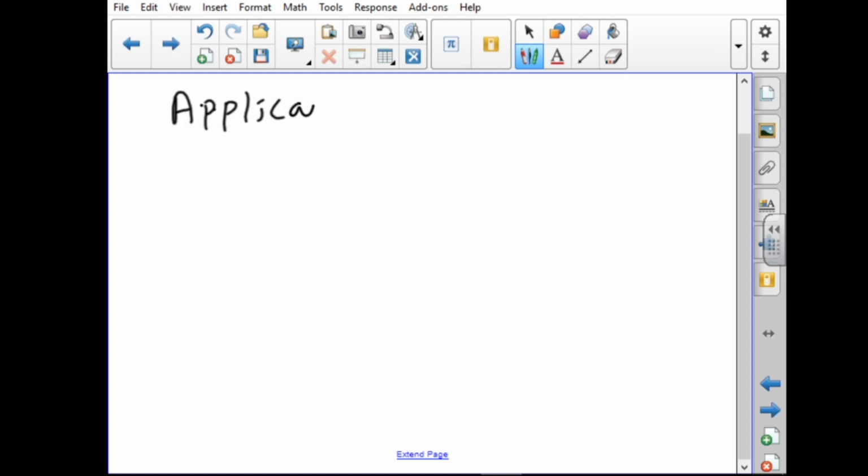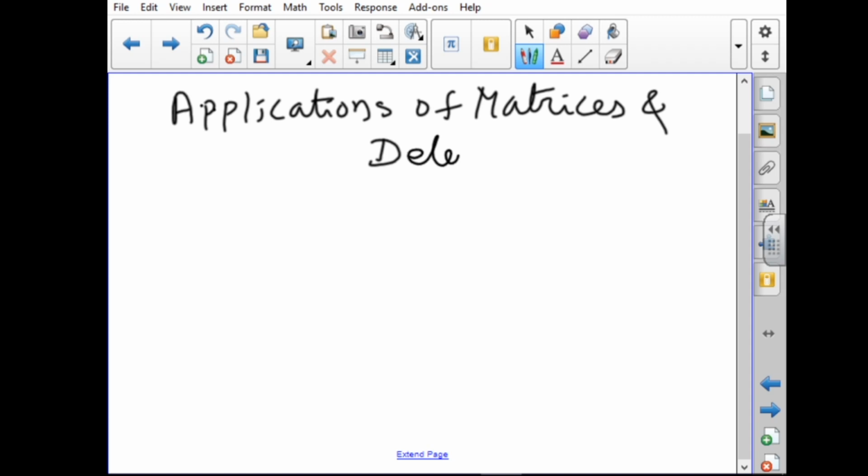Today we are going to learn applications of matrices and determinants. You have already learned matrices. What are matrices? It is a rectangular array of numbers in rows and columns.